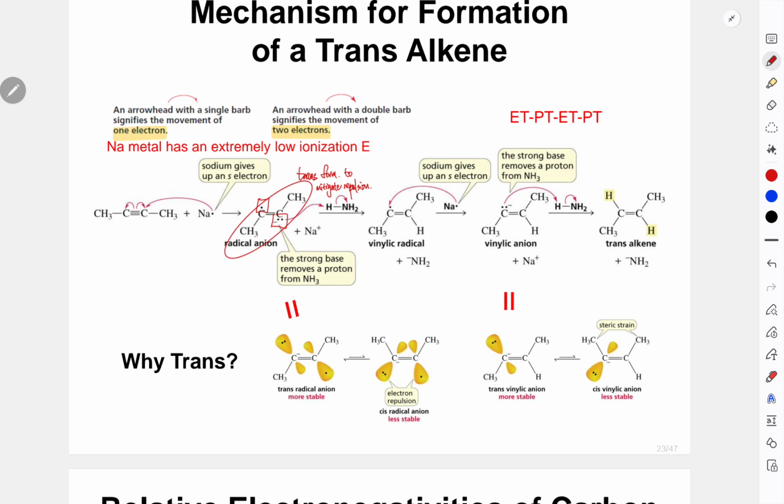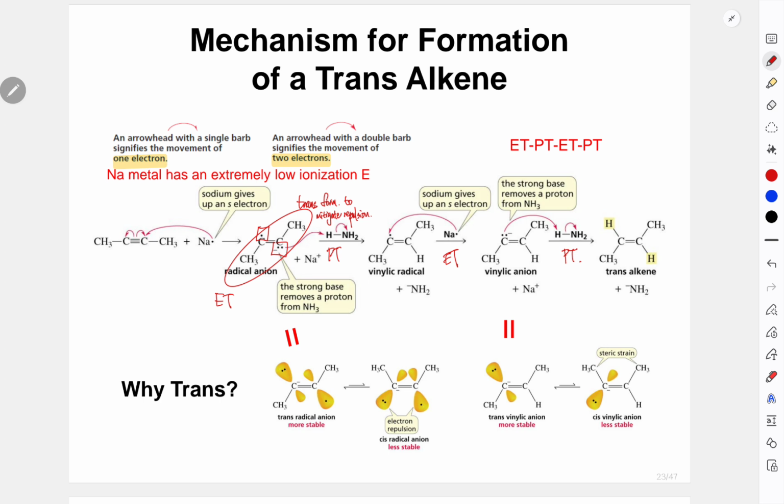So the whole reaction scheme will take place: ET, PT, ET, and PT. So electron transfer from sodium metal or lithium metal, and proton transfer from ammonia. So the proton donor, in this case, is ammonia, and the electron donor is a metal, sodium metal. So as a result, if you run this dissolving metal reduction, you are selectively getting the trans product.